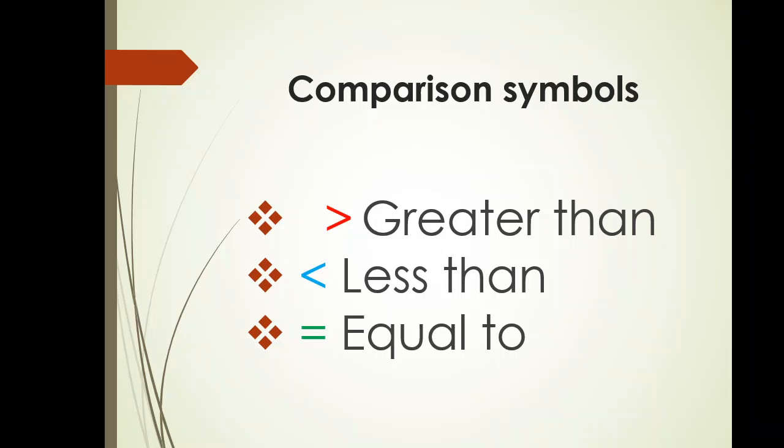In mathematics, we have 3 comparison symbols. We have a greater than symbol that you can do with your right side arm, by just folding your arm. This is a greater than symbol. And then we have a less than symbol that you can do with your left hand side arm, just by folding it.